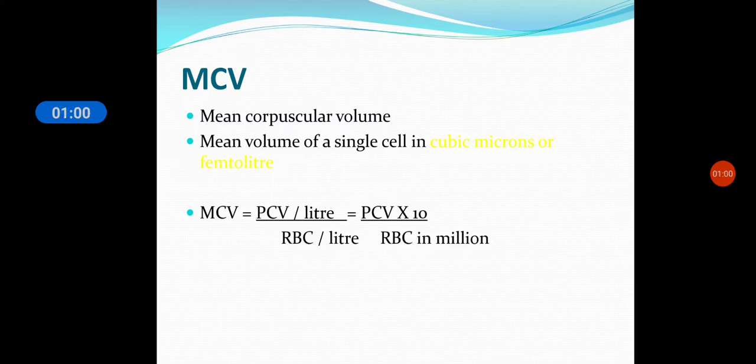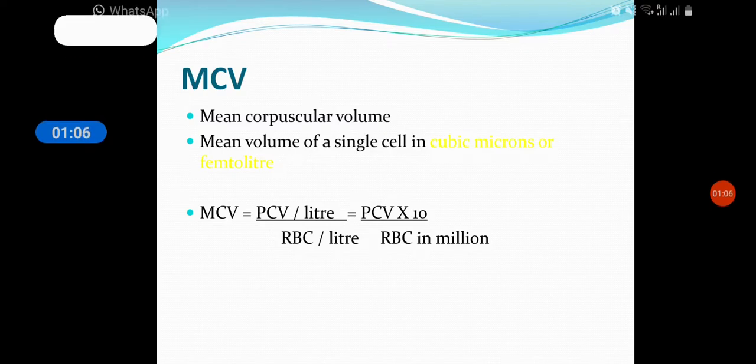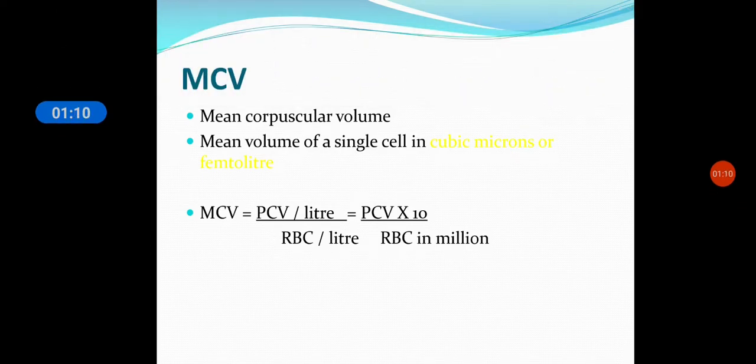Okay, so how will you calculate MCV? MCV is mean corpuscular volume, right? So that is PCV divided by RBCs, into 10. That is how you will calculate MCV. And the unit of expression is femtoliter. Okay, what is the normal MCV? Anywhere ranging between 80 to 100.